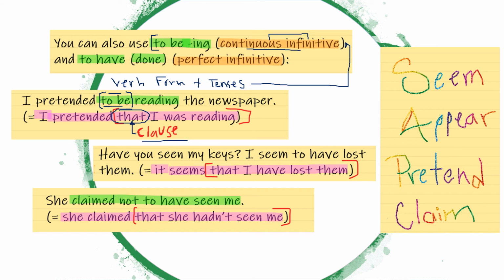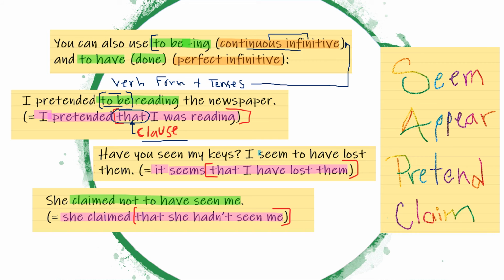Now let's see the other one. Have you seen my keys? I seem to have lost them. It seems that I have lost them. Okay, now in this case, I have to explain the perfect infinitive. This is the perfect infinitive. Look at that.